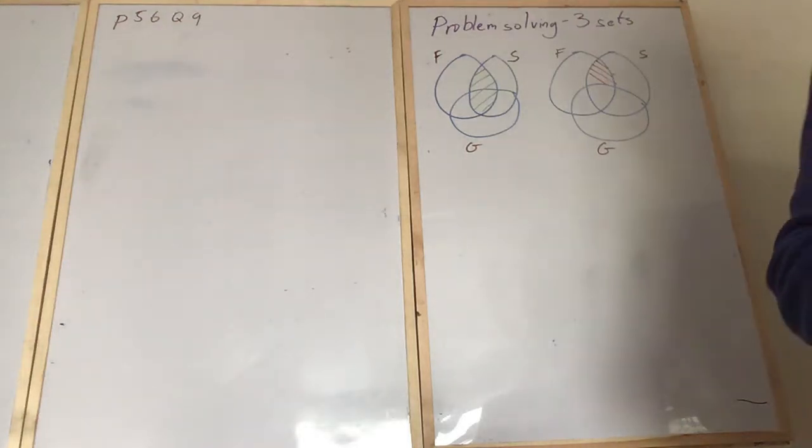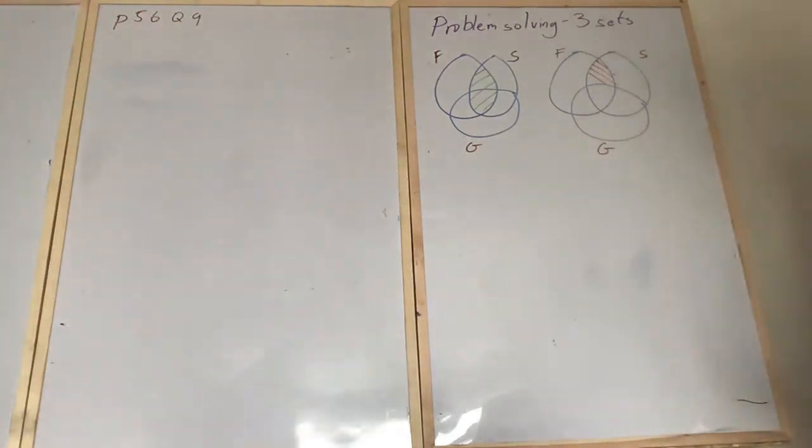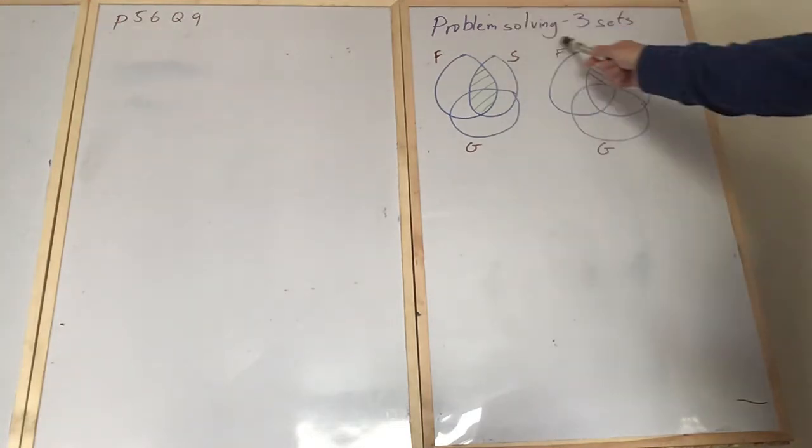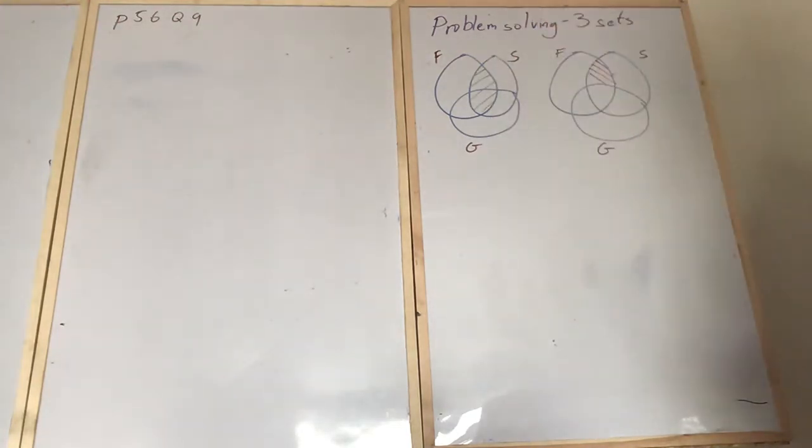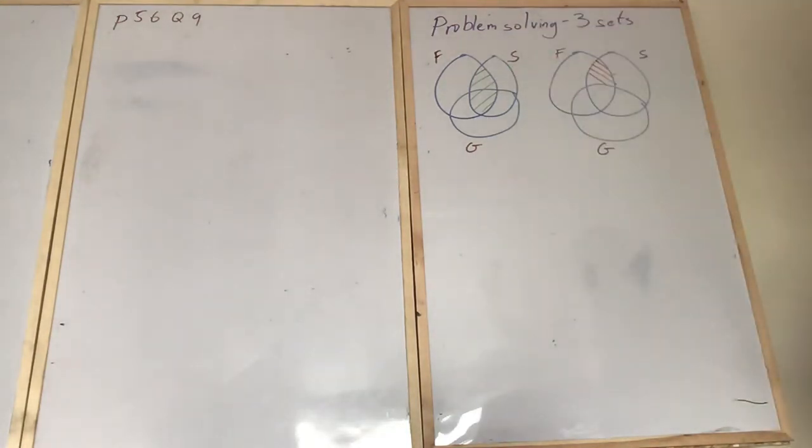Okay, hello everybody. So today we're going to look at probably the trickiest element of sets that you can get on the Junior Cert and in your summer test, which will be problem solving with regards to three sets. Before we look exactly at problem solving, there's one or two things I just want to talk about. We will be using our book, so you should have page 56 open. We're going to look over question 9 after looking into a little bit of background information.